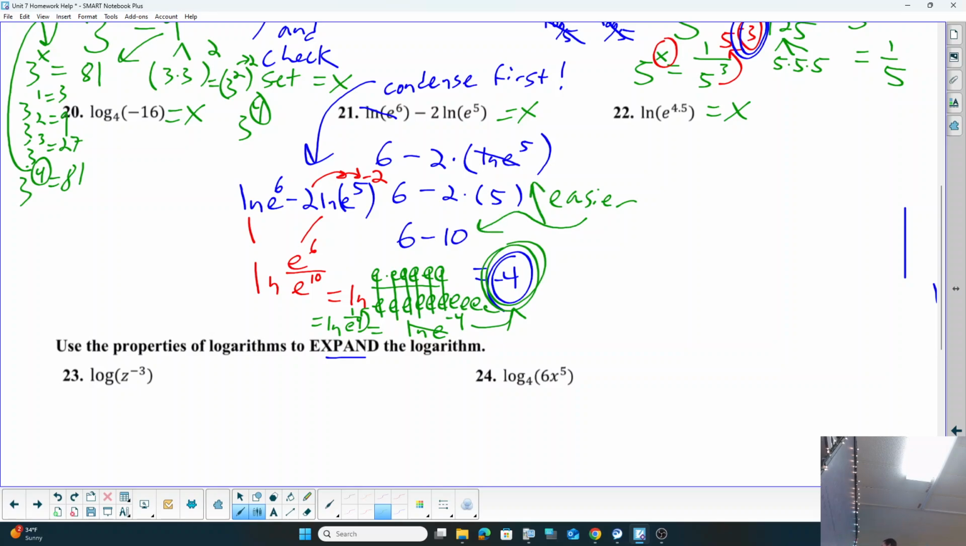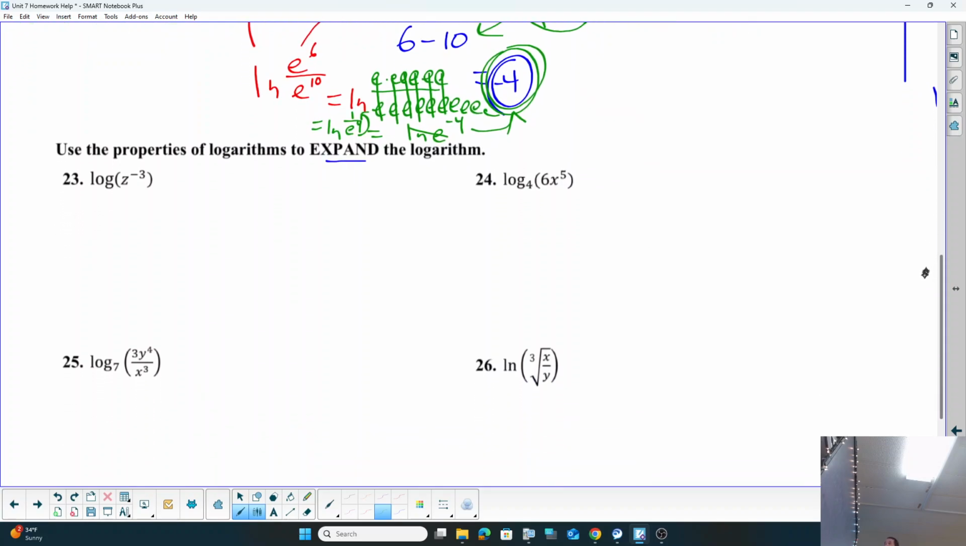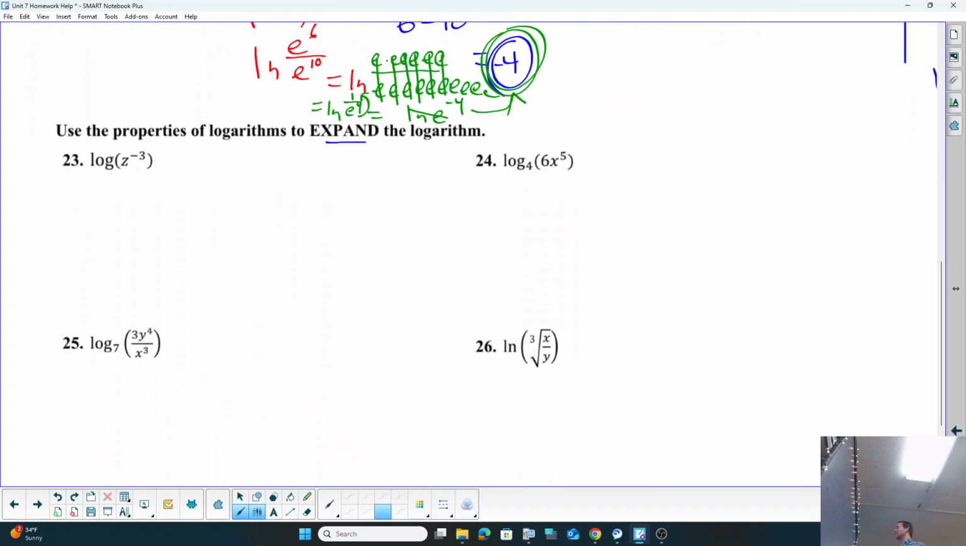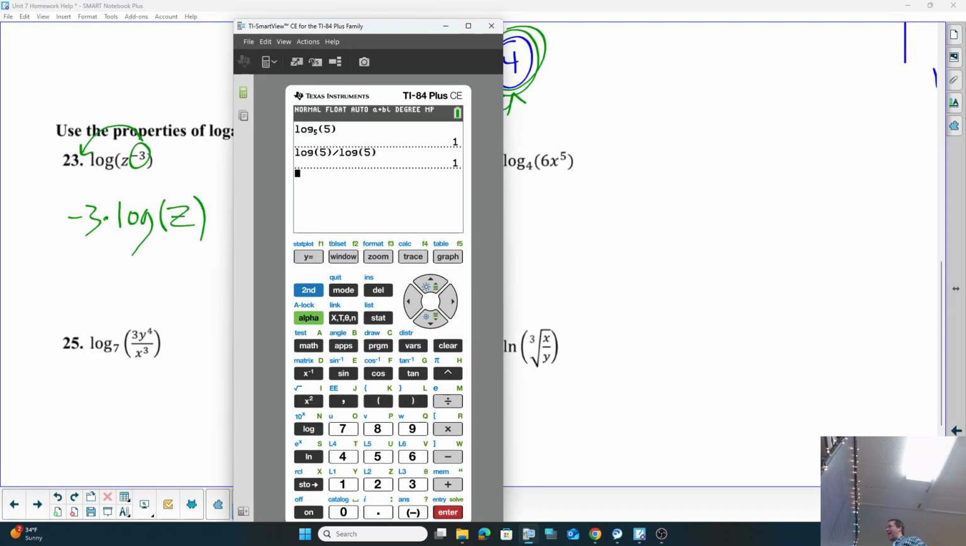Cool. So now we want to condense, and now we want to expand logarithms. Number 24, number 23. So how do we expand logarithms? Do you remember? Well, if there's a power there, you can take it and just multiply it in front. So negative 3 times log, and then just the z. And I'll go ahead and prove it to you. Let's prove that power to you right now.